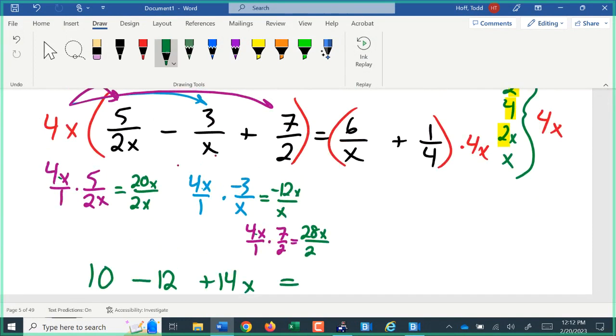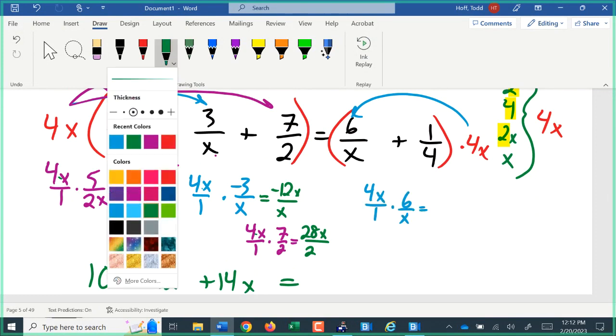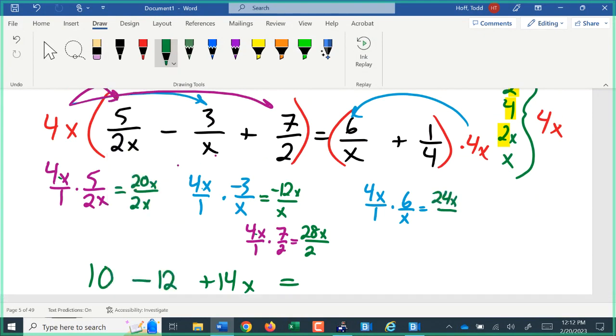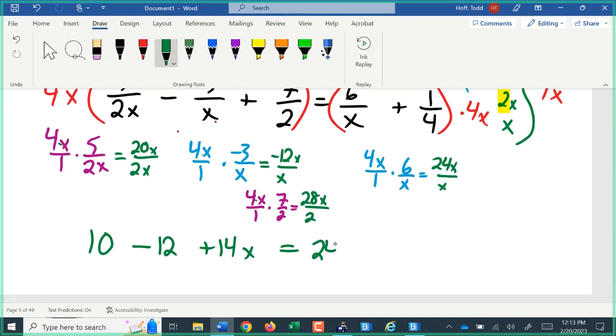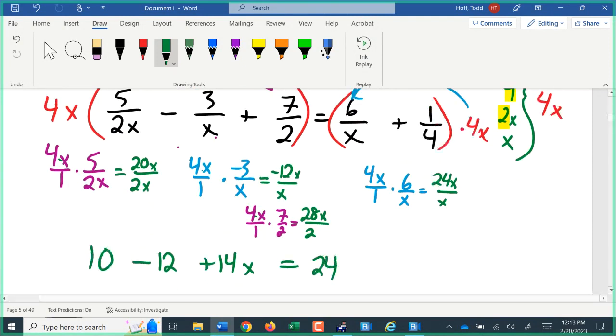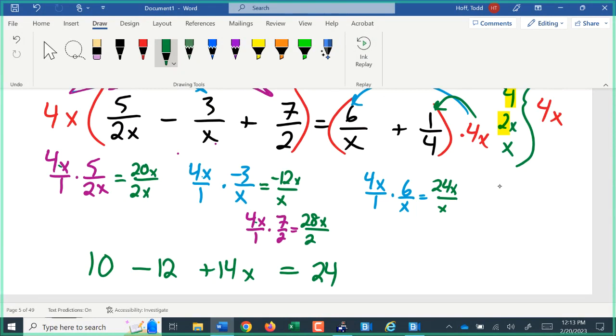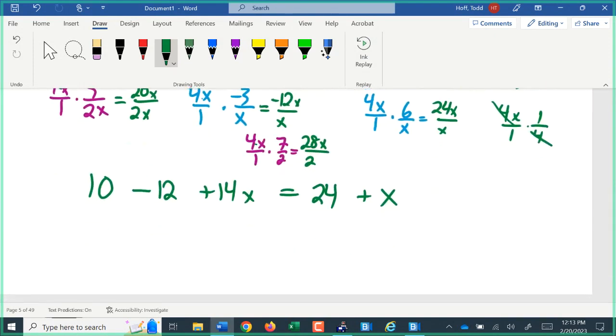On the other side, 4x times 6 over x, so 4x over 1 times 6 over x. If I multiply that out, 4x times 6 is 24x, and 1 times x is x. 24x divided by x is just 24. And then 4x times 1/4. 4x over 1 times 1 over 4. Well, the 4's just cancel out. That's just x. So now we've reduced that equation down to something we've seen before.